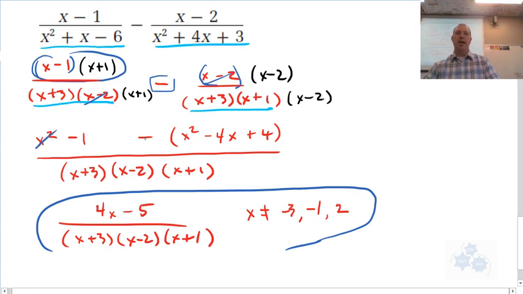So x squared minus x squared, those are gone. We have a negative 4x, that's a positive 4x. You also have a negative 1 minus a positive 4, that's negative 5. Note the restrictions. The restrictions come from those factors in the denominator.